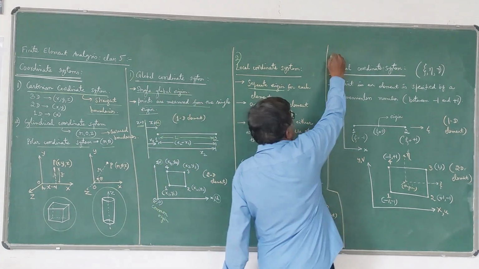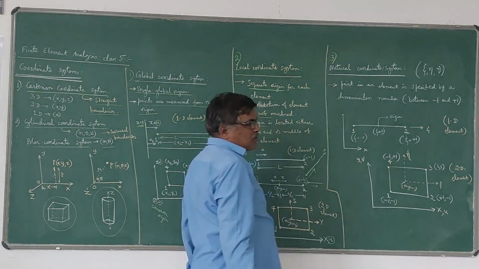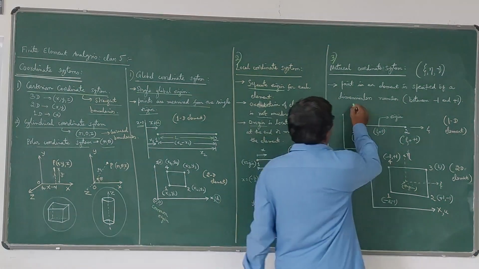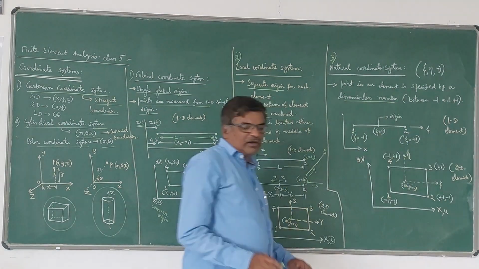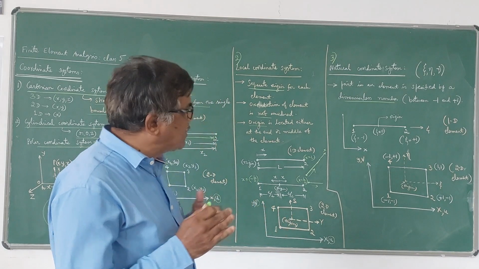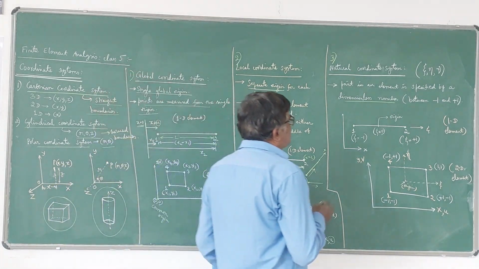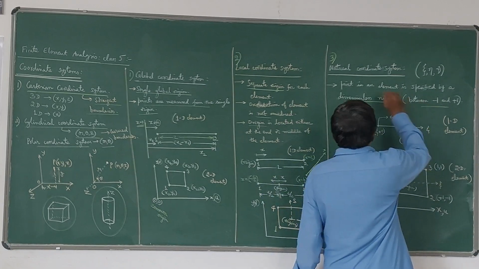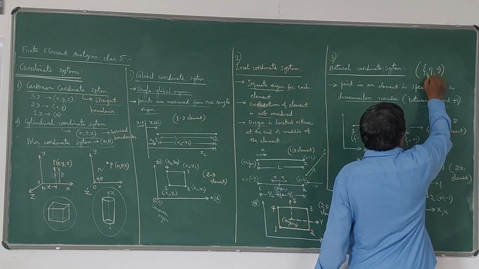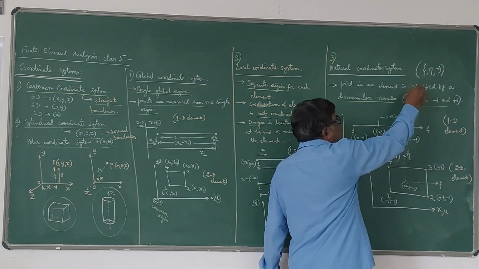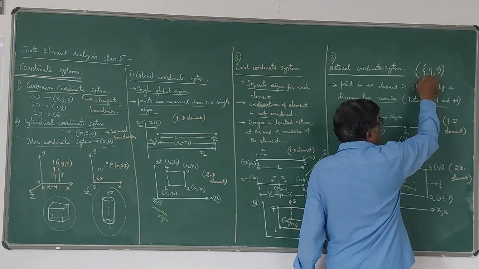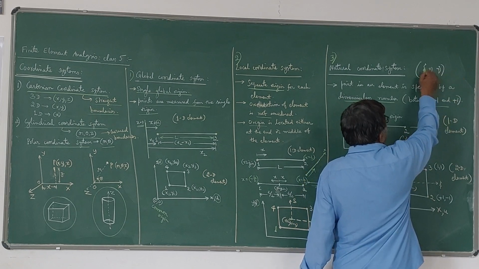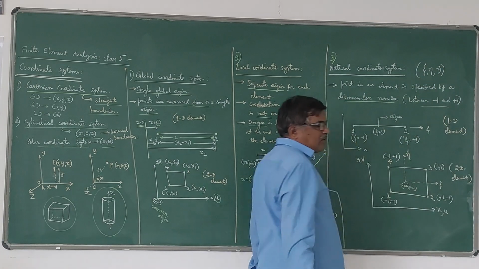Now the third one is the natural coordinate system. Sometimes this is also used. In the natural coordinate system, the point in an element is specified by a dimensionless number, so it will not have any units. The dimensionless number value lies between -1 and +1. That is very important. For one dimension, we call the natural coordinate zeta. If it is two dimensional, then zeta and eta. If it is three dimensional, zeta, eta, and mu. So all the three we are going to use.